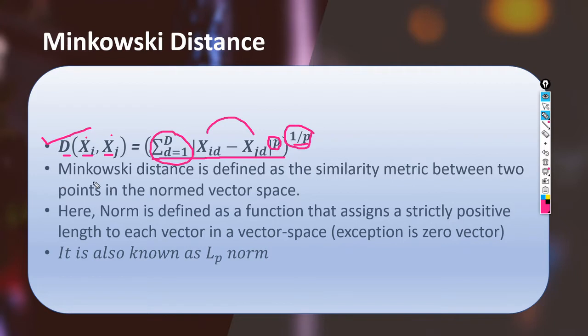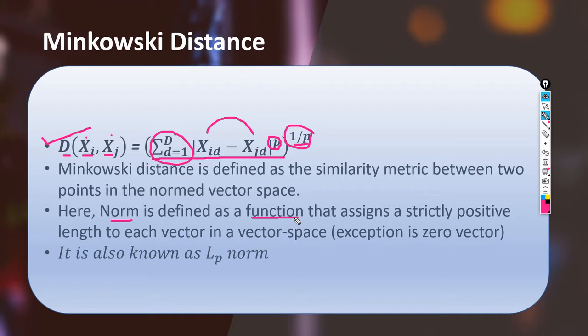Now by the bookish definition, Minkowski distance is defined as the similarity metric between two points in the normed vector space. Here, norm is defined as a function. You can consider it as a function that assigns a strictly positive length to each vector in the vector space. The vector space is nothing but the Euclidean space where we can do vector operations.